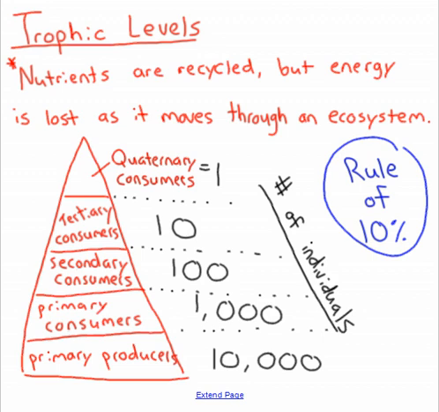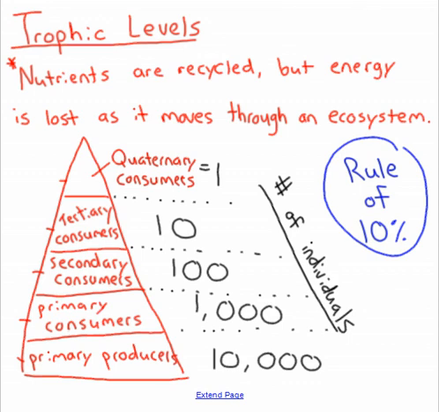Along the lines of recycling, we have this rule of 10%. And in biology, and in ecology specifically, I need you to know that nutrients are recycled within an ecosystem. So nitrogen, phosphorus, carbon, water, those things are recycled throughout an ecosystem. But energy is lost as you move up the trophic levels. So trophic levels are things like primary producers, primary consumers, so we see producer-consumer come up again, secondary, tertiary, quaternary. And a quaternary consumer would be an apex predator, something like a lion, something like a hawk.